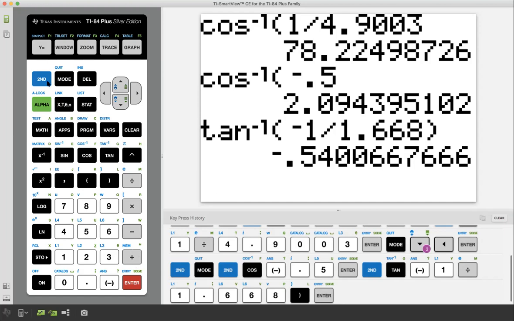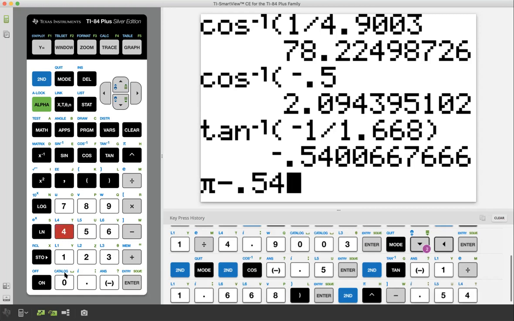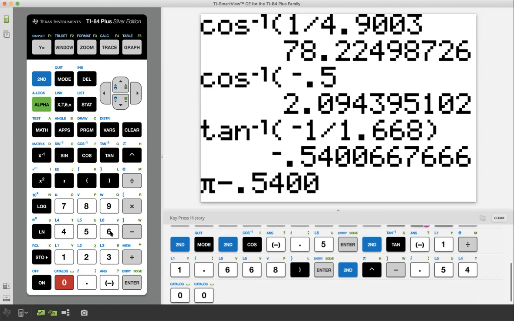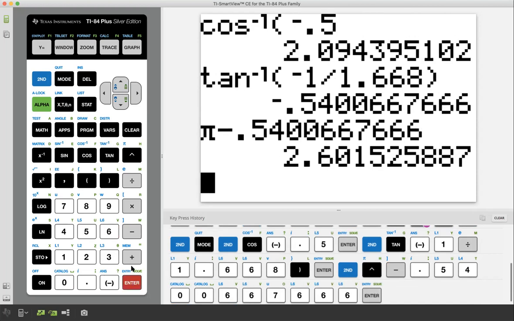So then to get my answer, I've got to do pi. So I got my pi button, minus, and then I'm going to do that value, 0.5400, whatever. Just keep on going here and then do the final rounding after I get that. Okay, and there should be your final answer. So that one's going to be 2.6015. All right. So the negative cotangent ones are the worst. You got to do that pi minus thing after you get it, and then you're good.